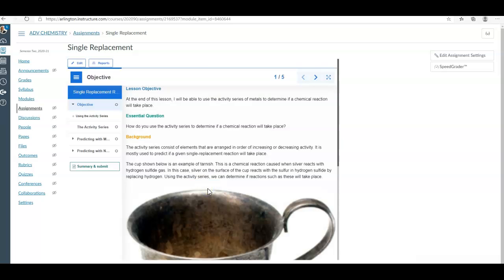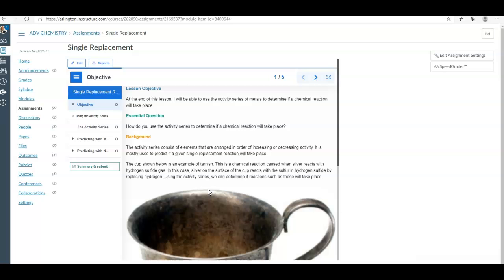Now, at the end of this lesson, I expect you all to be able to use the activity series to determine or to predict if a chemical reaction will take place. Now, the essential question at the end that you should be able to answer is, how do you use the activity series to determine if a chemical reaction will take place? If you're able to answer that question, that means you got the concept that we're trying to teach today.